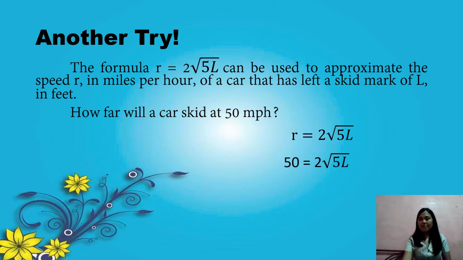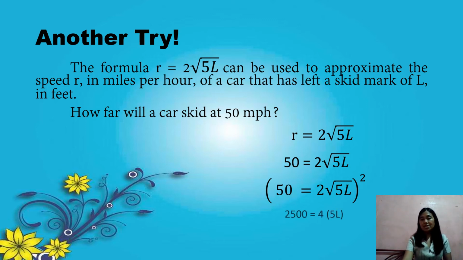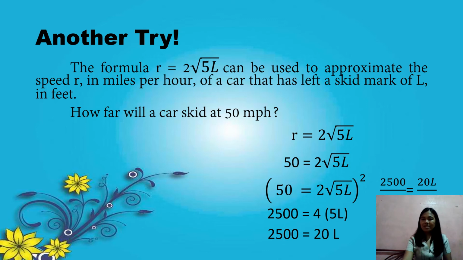And now we have 50 equals 2 times the square root of 5L, wherein we can square both sides of the equation, and the square of 50 is 2,500. The square of 2 is 4. Just bring down 5L. Now, 4 times 5 is 20L. So we have 2,500 equals 20L. To solve for L, we simply divide both sides by 20.